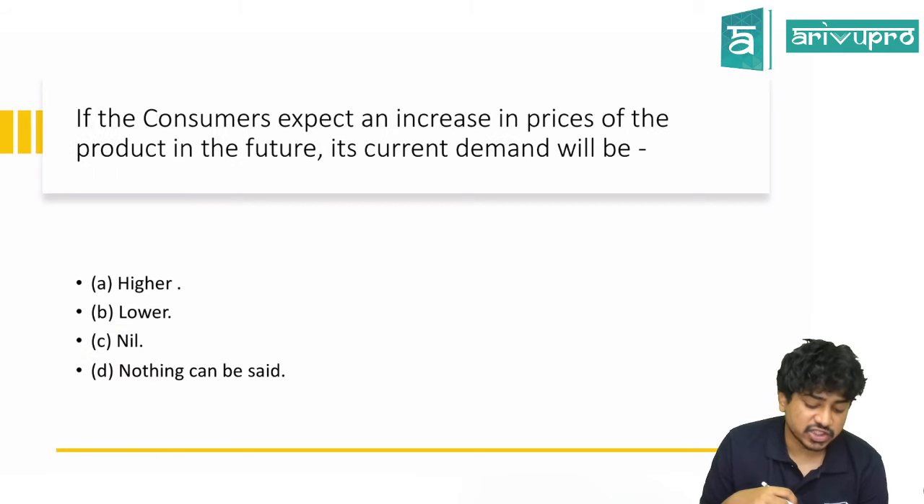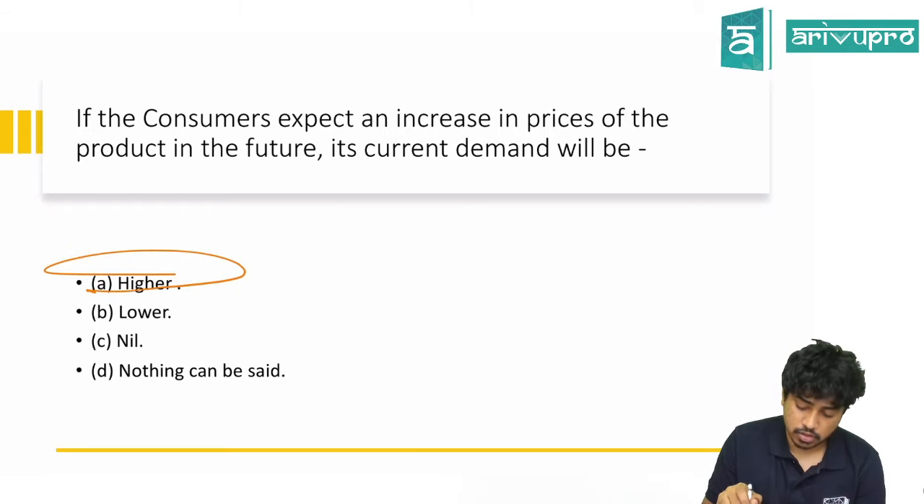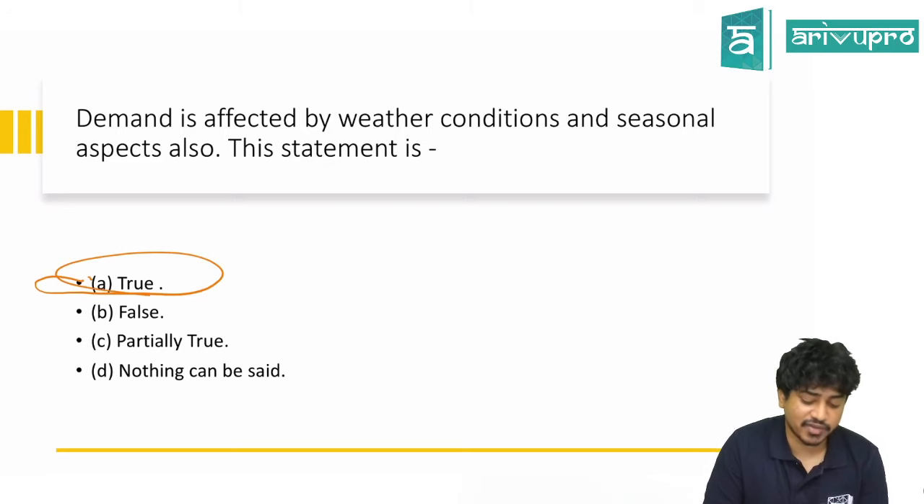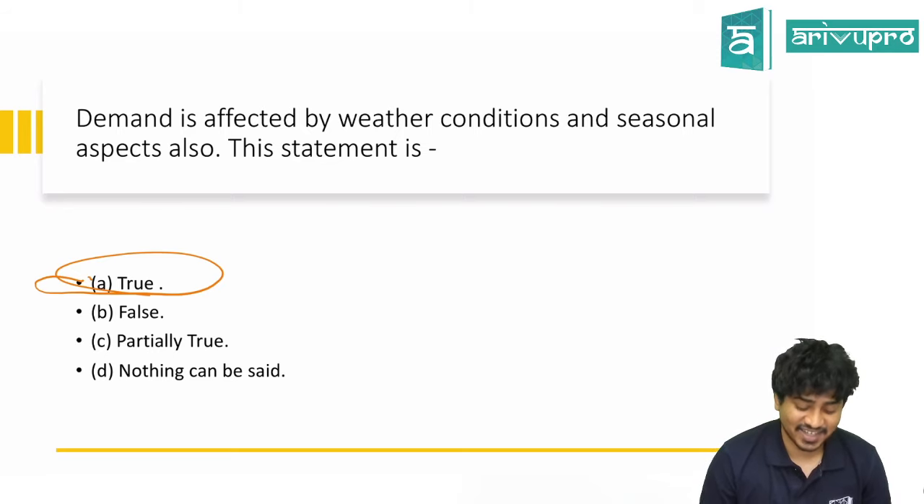Are we clear? If a consumer expects an increase in price of a product in future, its current demand will be what? Higher. Demand is affected by weather conditions and seasonal aspects also. The statement is true or false or partially true. Demand is affected by weather condition and seasonal aspect. If it's raining heavily, won't you buy umbrellas more? Corona season, you will buy more masks. Like that. Are we clear?